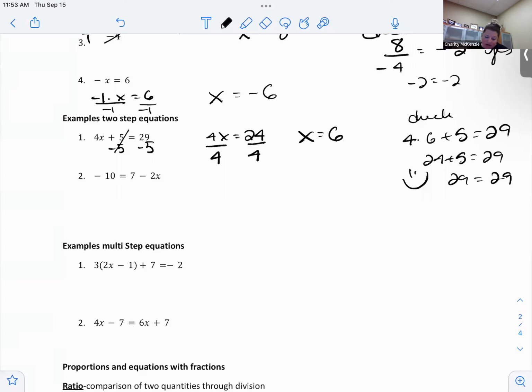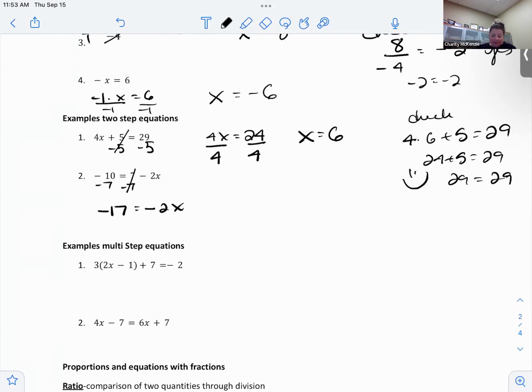Okay, this next one, number 2 on this section, our x value is over here this time. So I still add or subtract the number over. Now think about it. This minus goes with this 2. So this is a positive 7. So to move it, I need to minus 7 to both sides. So that goes to 0. Negative 10 minus 7 more is negative 17 equals negative 2x.